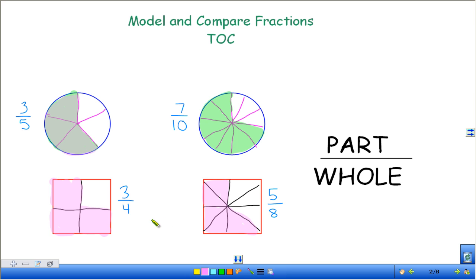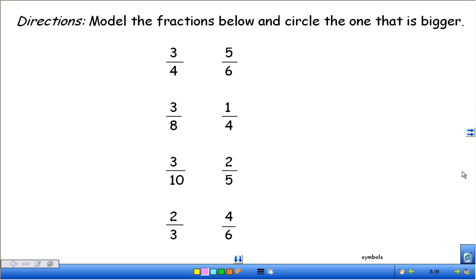Which one's bigger? 3/4. 3/4 has more colored in, right? It has this extra triangle over here. So 3/4 would be bigger. Questions so far? All right, let's do some on your own then.